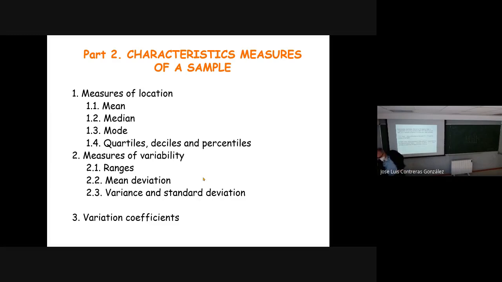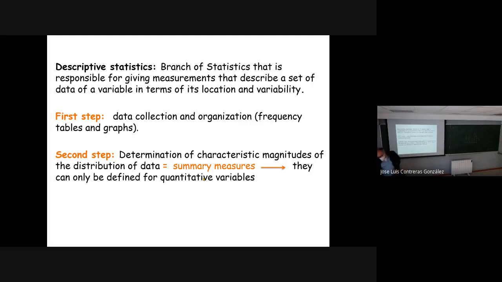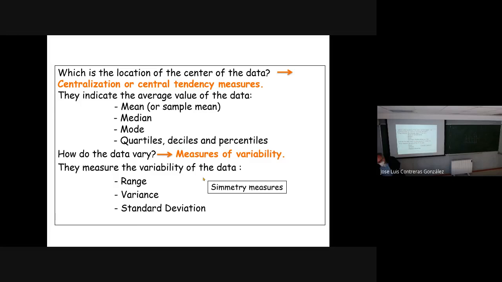So let's go on. First step, how are we going to locate the mountain? What is the location of the center of the data? We are going to study these four quantities: first of all, the mean, the median, the mode, and the quartiles, deciles, and percentiles. These are the four ways we will use. And then to study variability, we'll see the range, the variance, and the standard deviation, and perhaps say a word about symmetry measures.